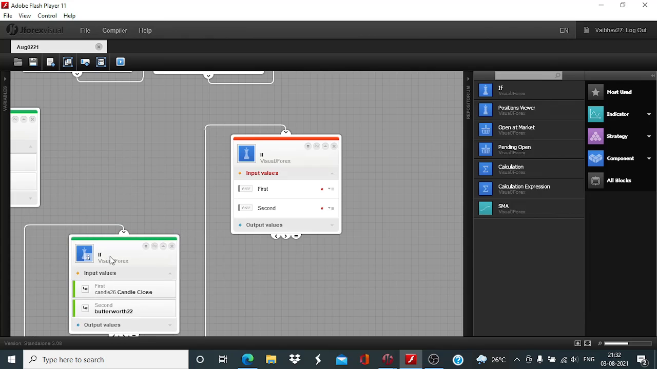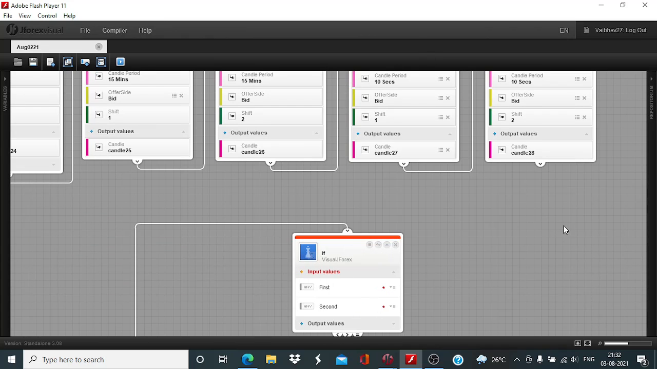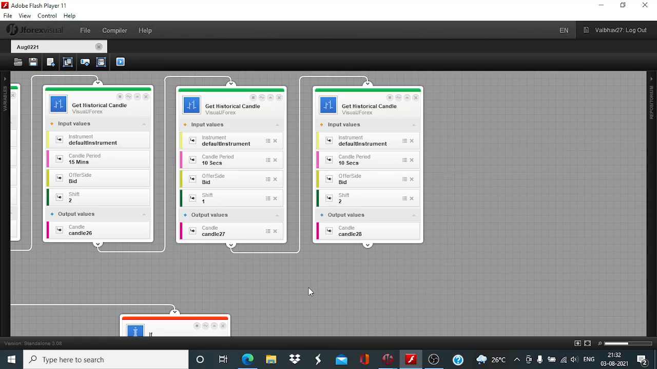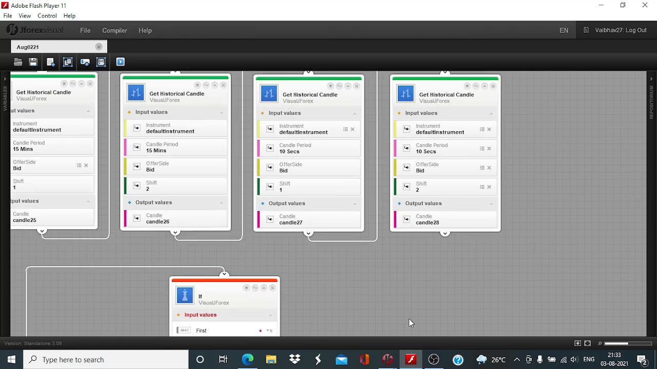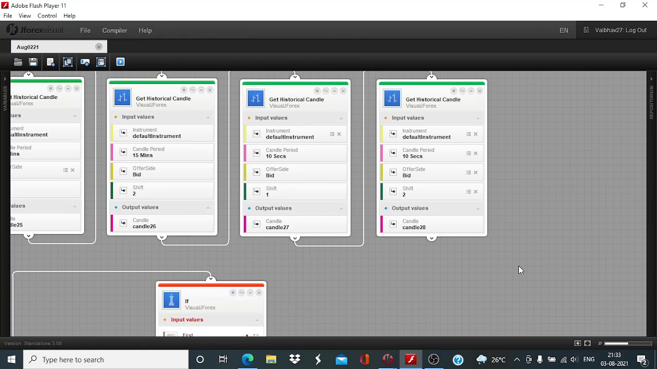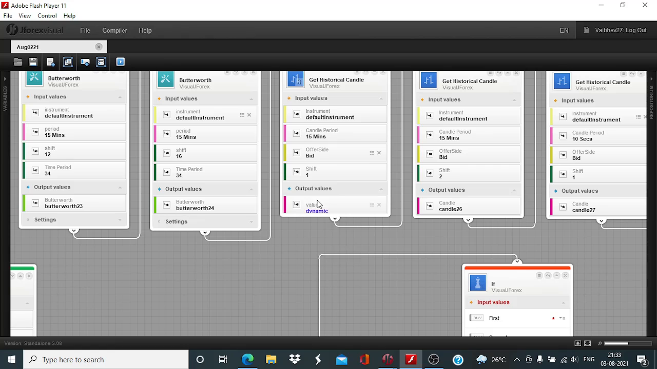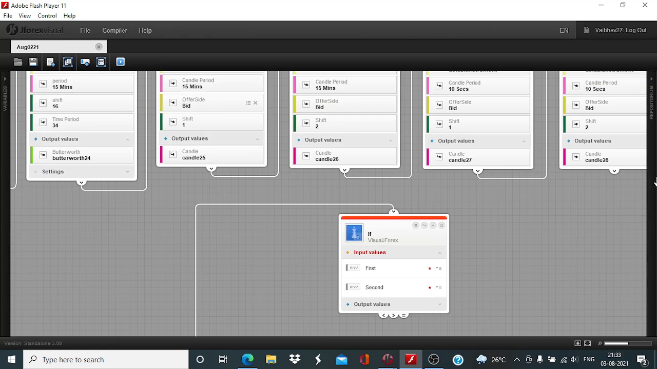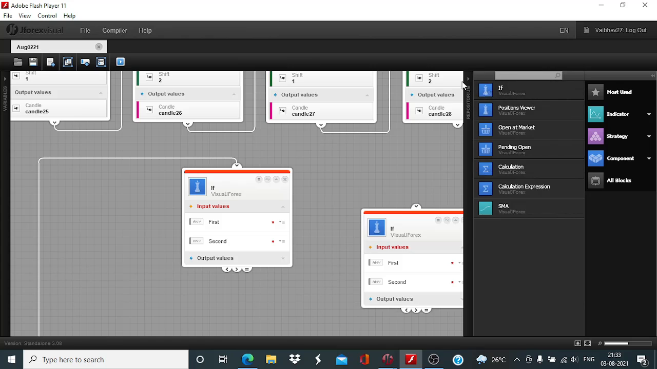And after these conditions are fulfilled, all we need to do is place the order as and when price starts to rise above the last 15-minute candle. So we have to compare these candle 27 and candle 28 closing values with the candle 25 candle close. So we are going to need one more block.